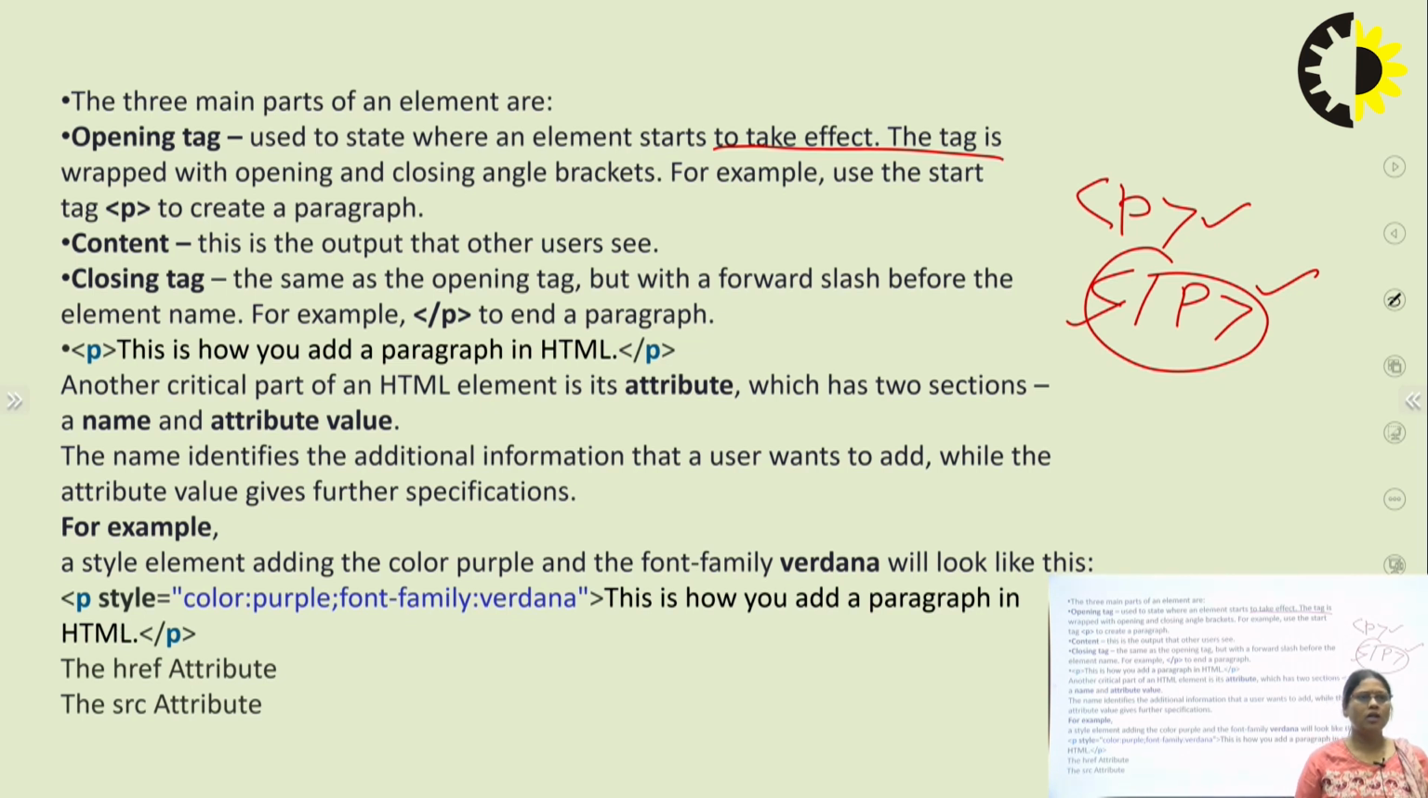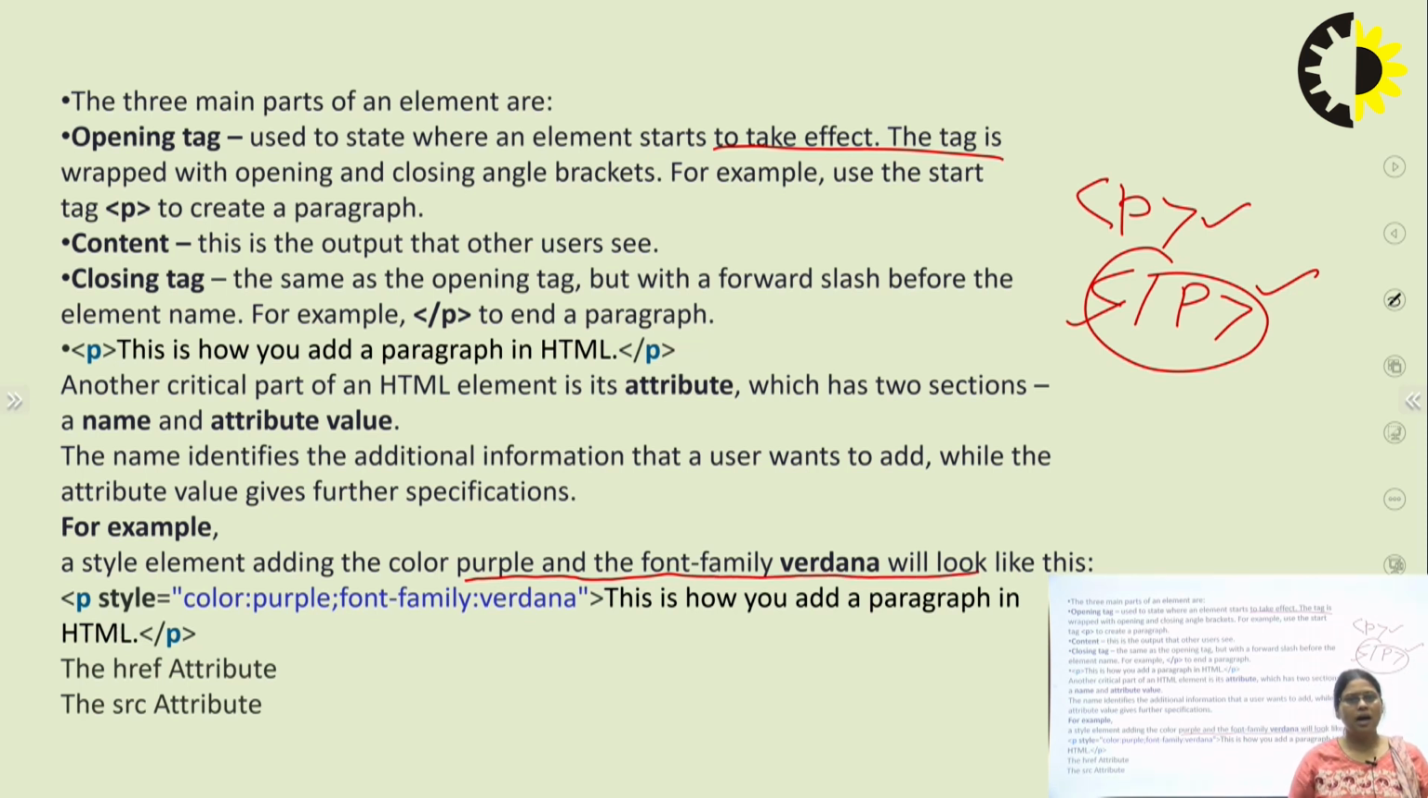Another critical part of an HTML element is the attribute. Basically there are two sections of this: attribute name and attribute value. The name identifies the additional information that a user wants to add, while the attribute value gives further specification of that value. For example, a style attribute adding the color purple and the font family Verdana.